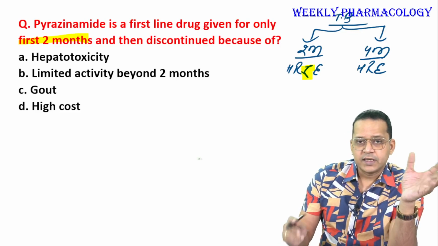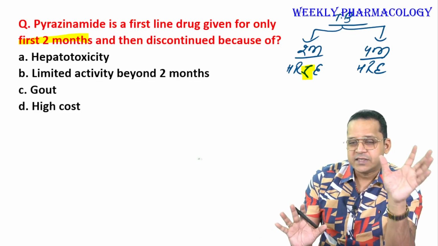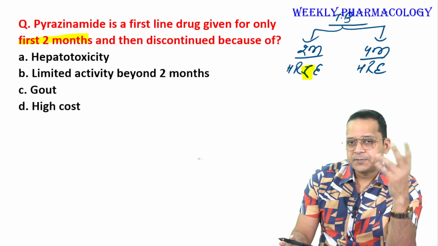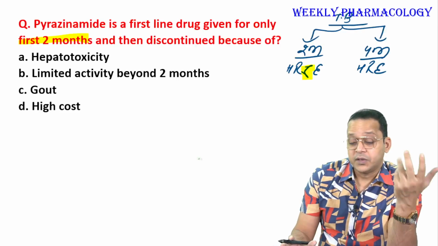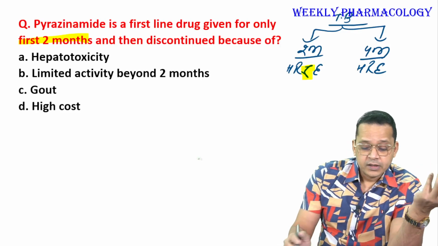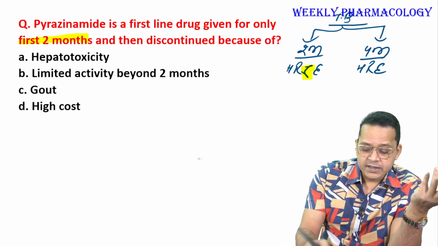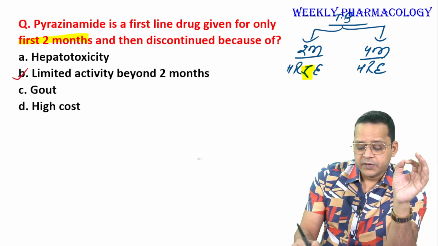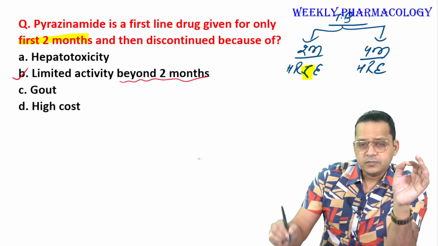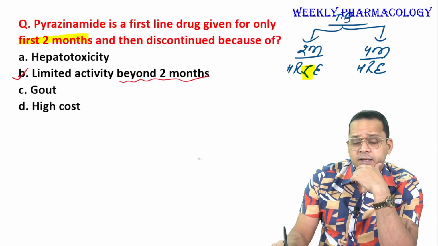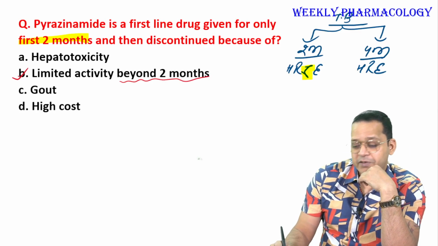So what do you think is the answer, guys? It's not a difficult MCQ. It's an easy one. In fact, I have taught you this. I'm not asking something new that you don't know, right? So why? The answer is limited activity beyond 2 months. So why is there limited activity beyond 2 months?